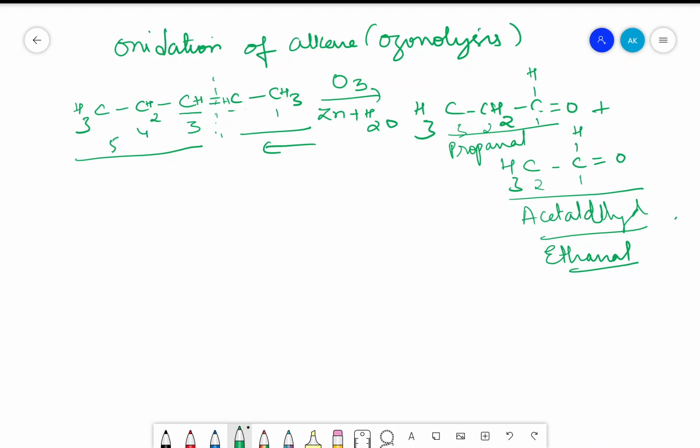So this is the method of preparation for aldehydes and ketones. Here we use an alkene, which undergoes ozonolysis in the presence of zinc and water. I might not be clear with this reaction because if you don't know that part of ozonolysis which we have covered, please refer to that video and the notes. And if you're not getting any point in this, just let me know.